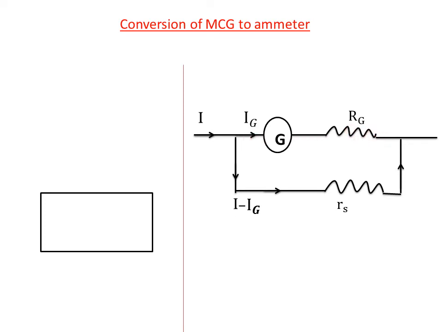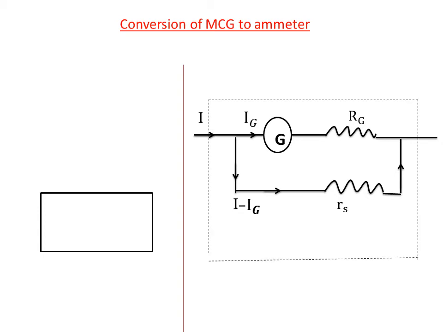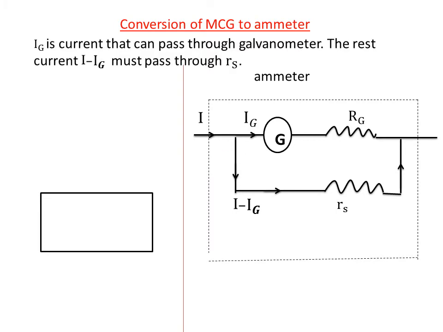Now we have connected a resistance Rs parallel to the galvanometer. We call it the shunt resistance. Now this arrangement can be called an ammeter. Suppose we are going to make an ammeter that reads up to I ampere or say 5 ampere. If that I ampere or 5 ampere comes here, only Ig flows through the galvanometer. The rest, that is I minus Ig, must flow through Rs.